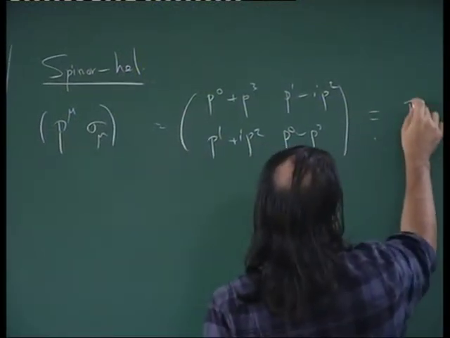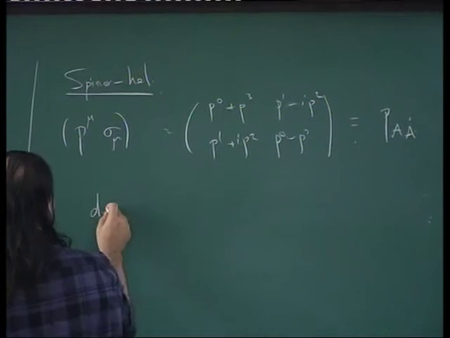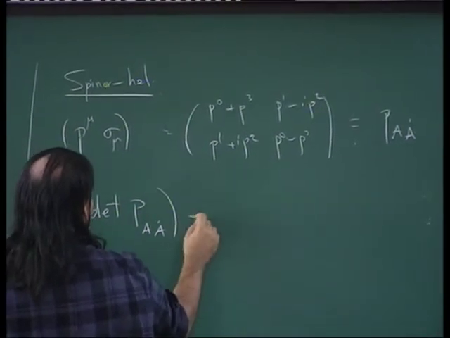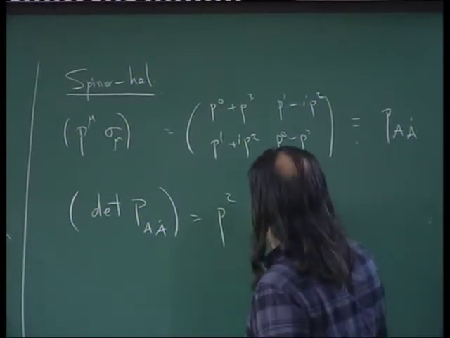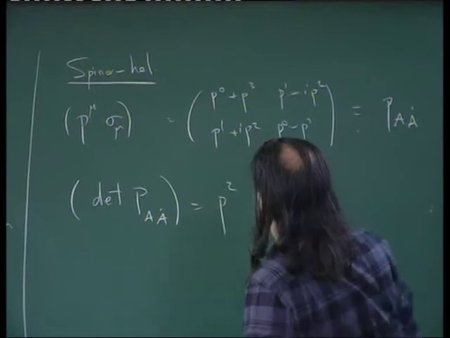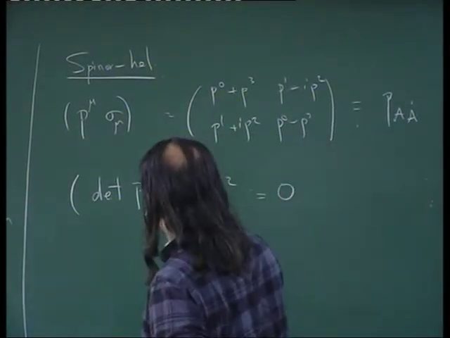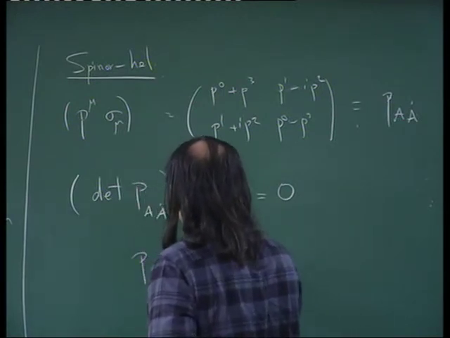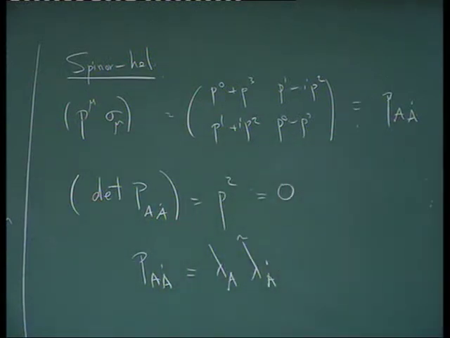So using the two-component notation, this is something that has a dotted and an undotted index. The determinant of this matrix is just p squared. And if p squared equals 0, if we're dealing with massless particles, that means that this 2x2 matrix has determinant 0. Because it has determinant 0, we can say that it has rank 1, so we can write it as the outer product of one two-dimensional vector and another two-dimensional vector. Okay?